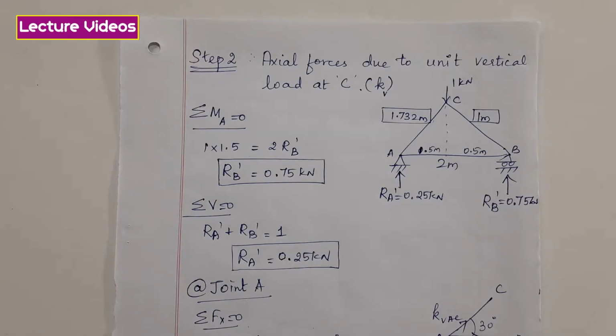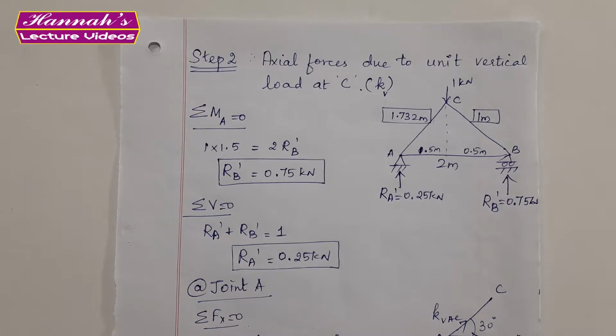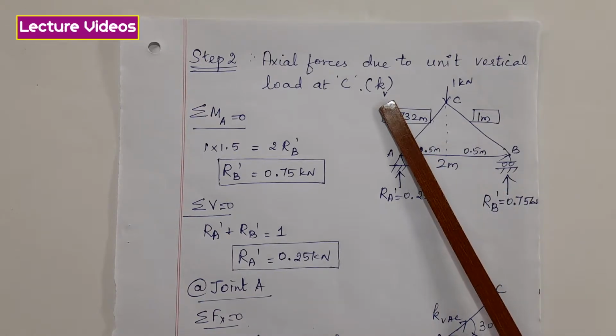Step 2 is axial force calculation due to a unit vertical load at C, because we are determining delta VC. The axial forces due to unit vertical load at C are denoted as kV. Two unknowns are there in the problem, that is delta Vc and delta Hc. I differentiate the values of K by kV and kH. So here I have made a note as kV.